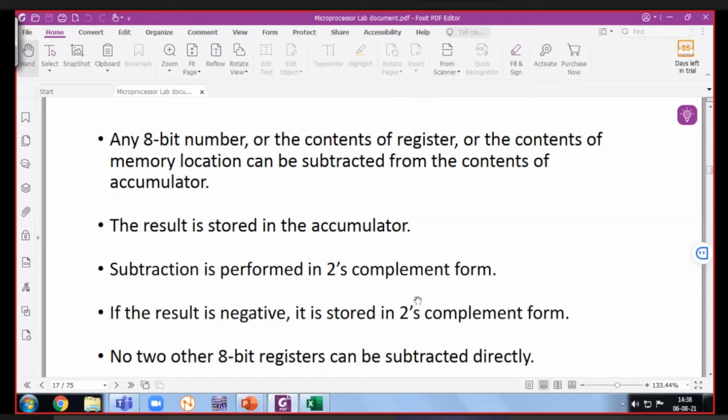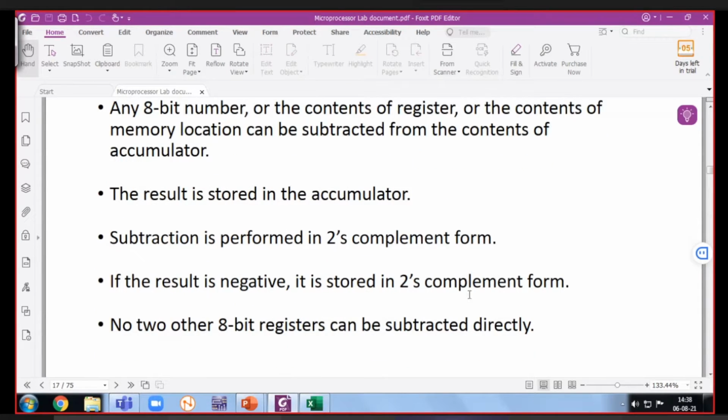Okay. So no other two 8-bit registers can be subtracted directly. We cannot write sub B comma C, sub B comma M, sub B comma A, because one number must be in accumulator. Okay, this is addition, subtraction.